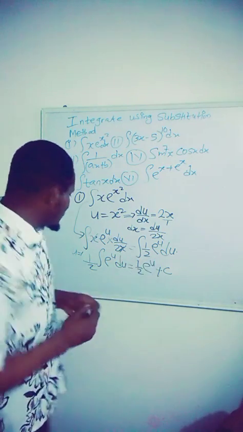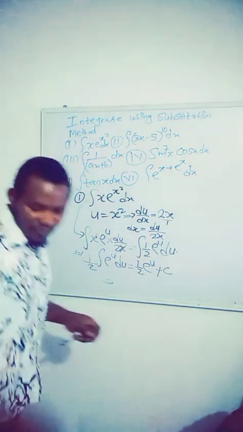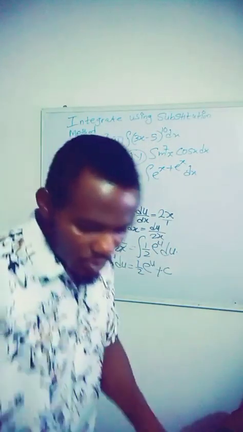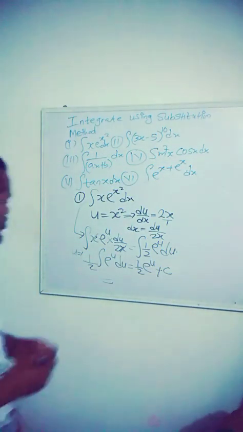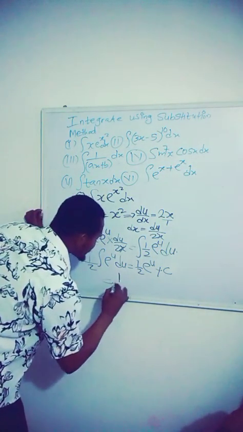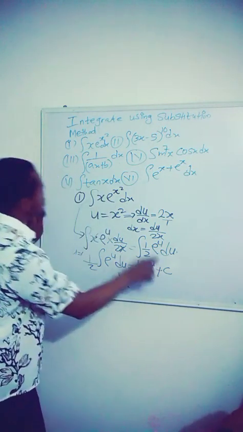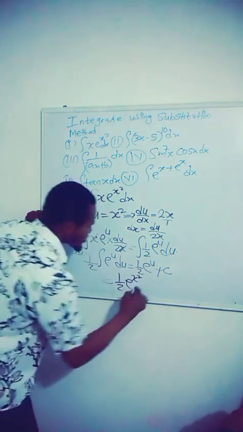Now don't forget that your final answer will be 1 over 2 e raised to power, and don't forget our u is x squared, then plus c.